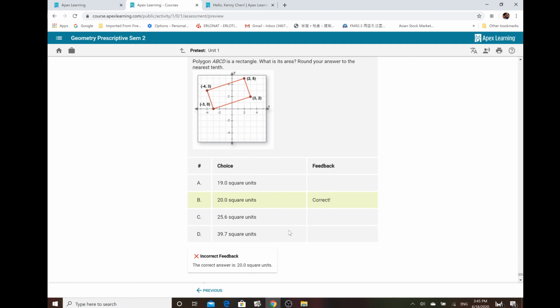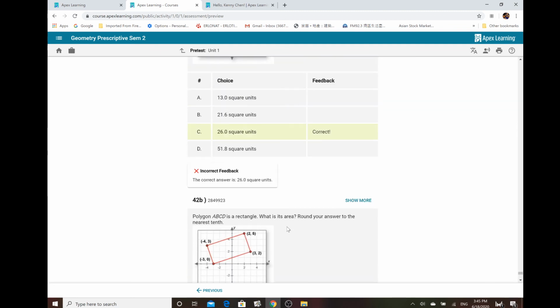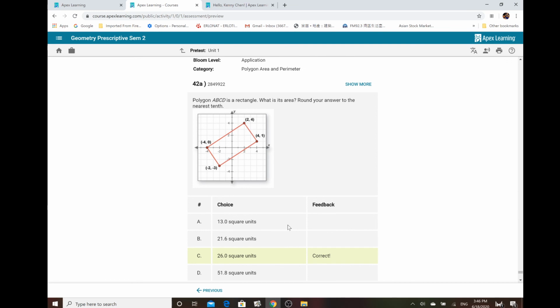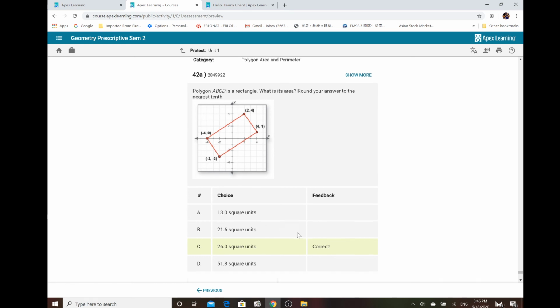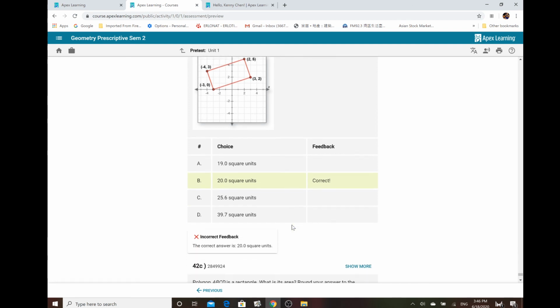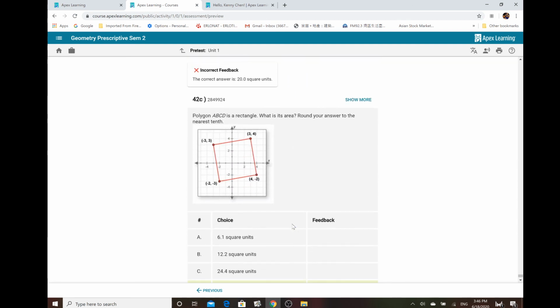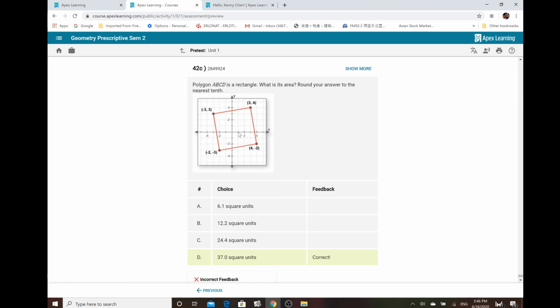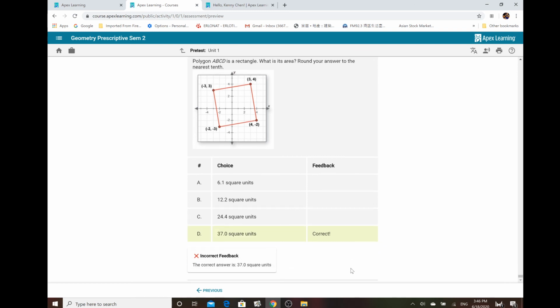And 24, so similar. Well, this one is not finding the perimeter. This one is finding the area. So you just need to find the length and the width. Those two distances, and just multiply them together. So it looks like the width here would be considered 13. 13 times 2, 26. 4 times 5, 20 square units. Again, find the length and the width using the distance formula, and then length times width, you'll get the area of the polygon.